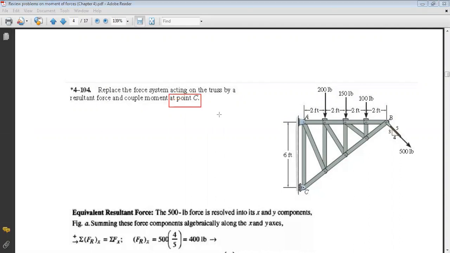So, as we have seen in the course material, if I want to move one force from one point to another, to have an equivalent system, what should I do? I should add its moment about the point. Okay, so the first step to calculate the resultant force, all I have to do is to sum my forces.